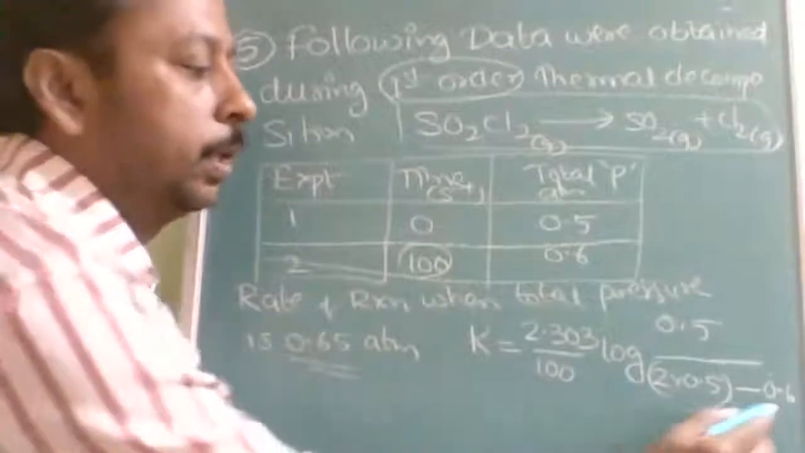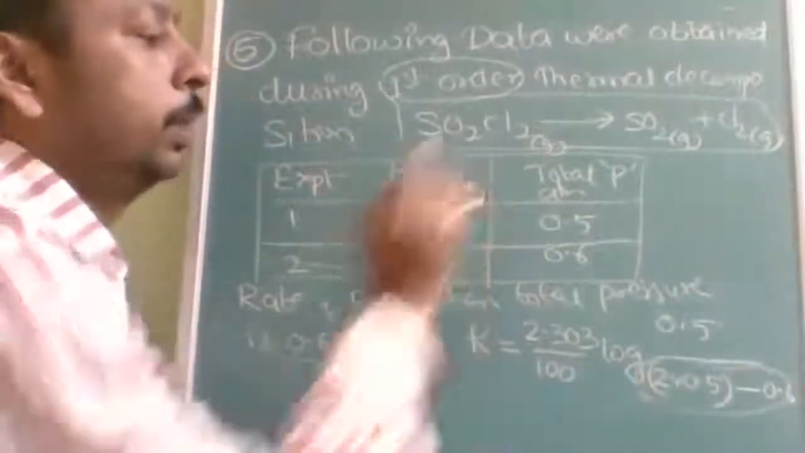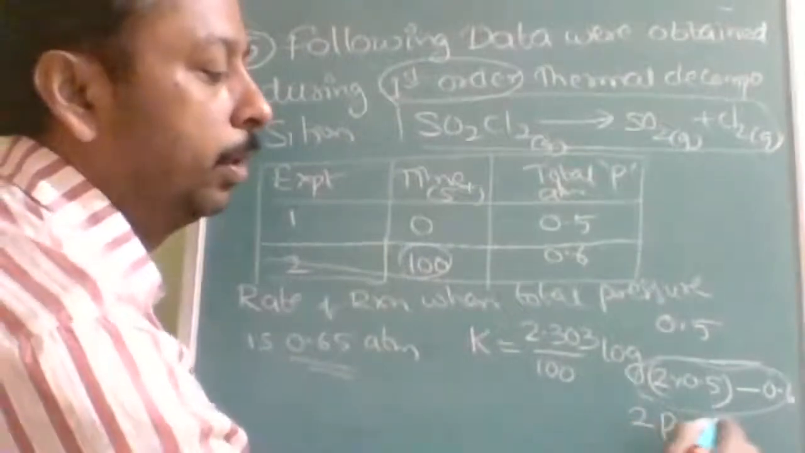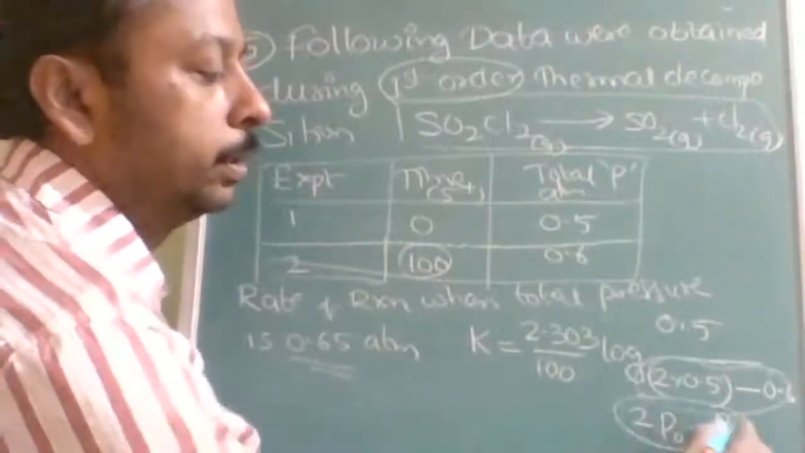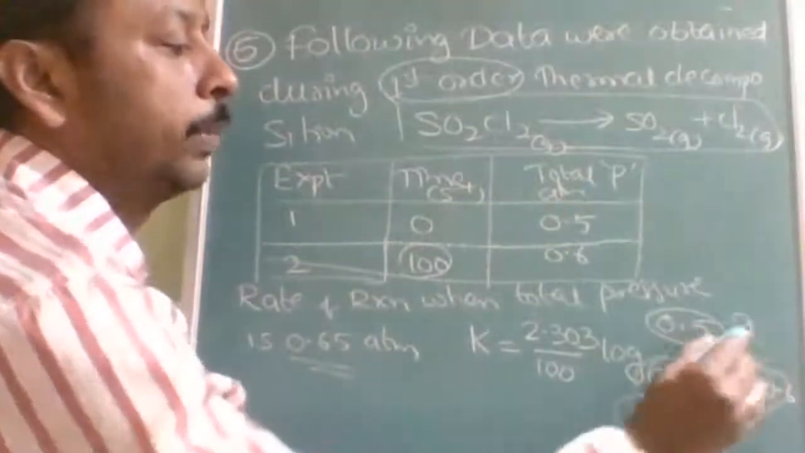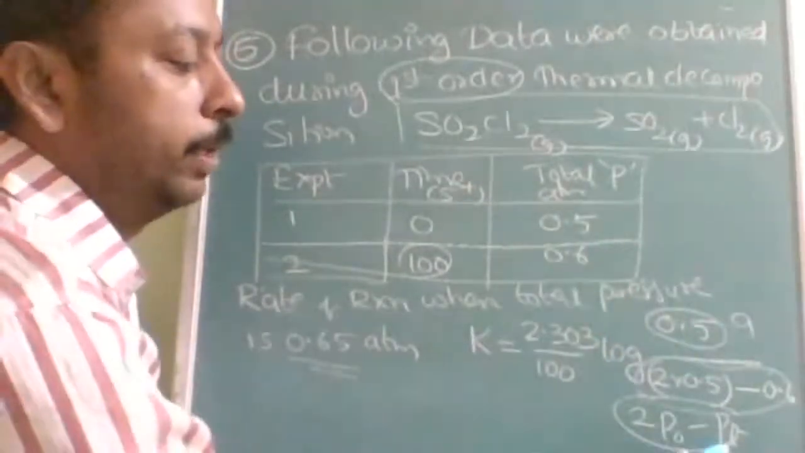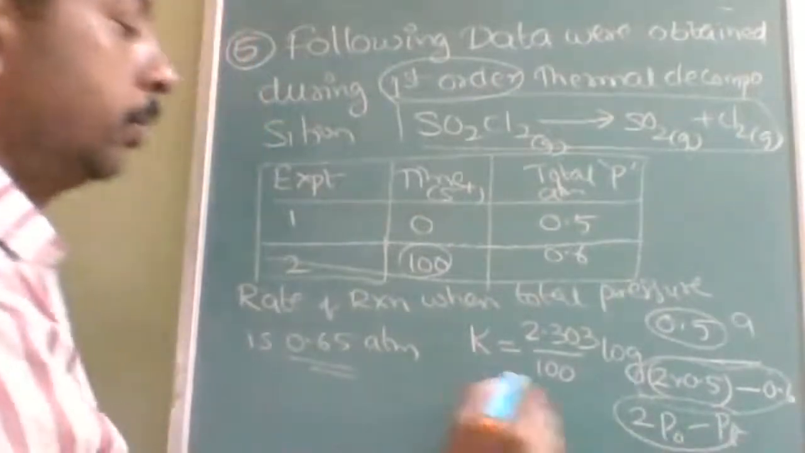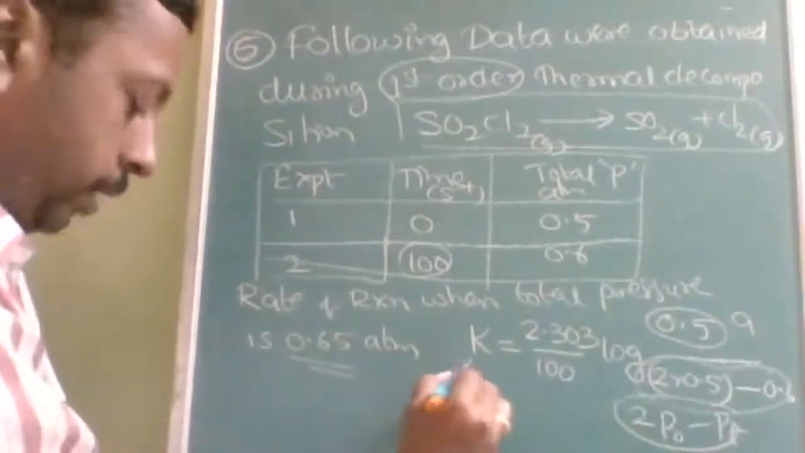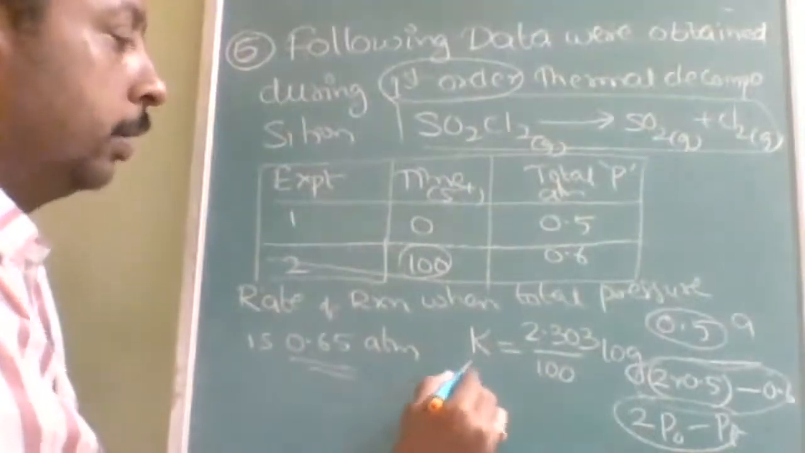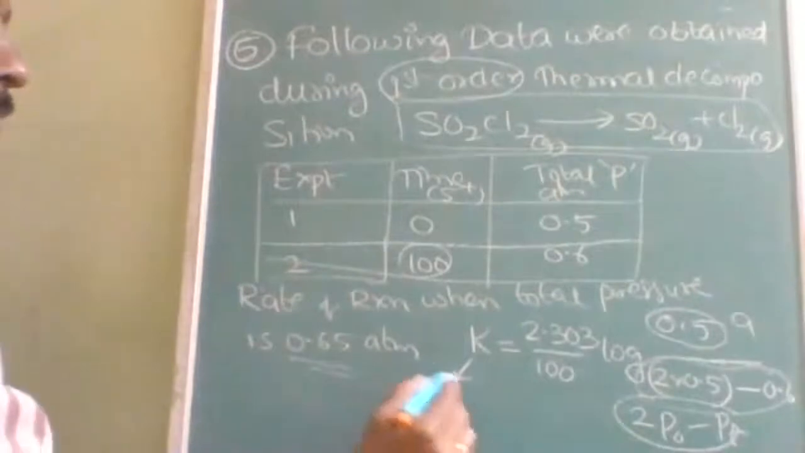So this is what is leftover SO2Cl2. Otherwise simply we can write 2P0 minus Pt. This is a minus x. This is what a. a is how much? 0.5. a minus x will be 2P0 minus Pt. So all values we substitute, then we will get the K value. So from the K value, what do we have to find out?